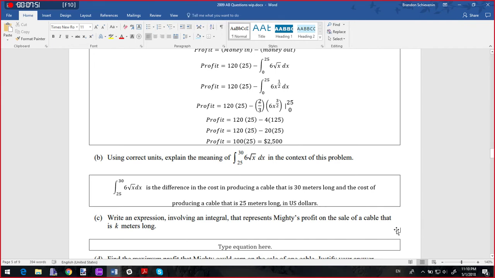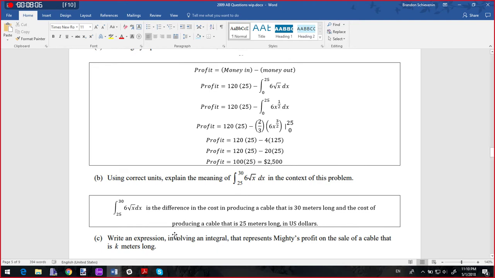Okay, I think that one was pretty straightforward, so I'm going to jump to C. I want to write an expression involving an integral that represents the profit on the sales of the cable if the cable is k meters long.